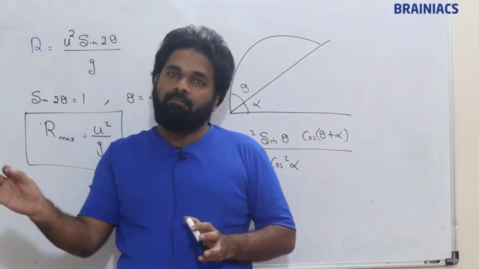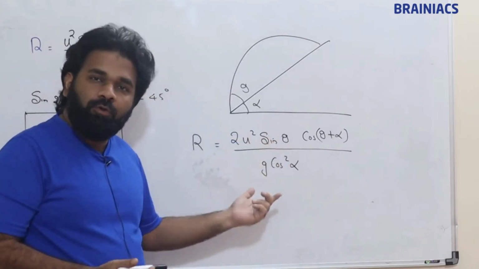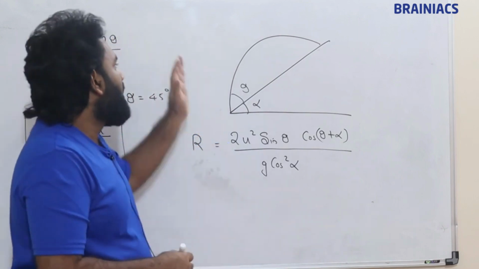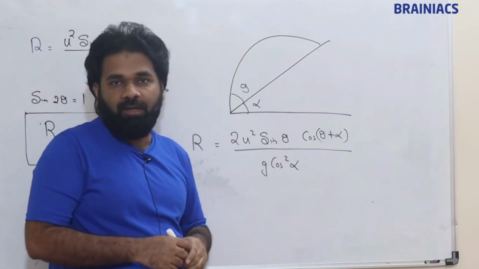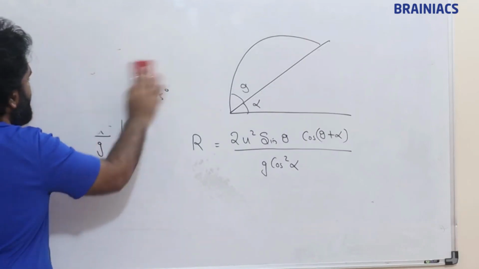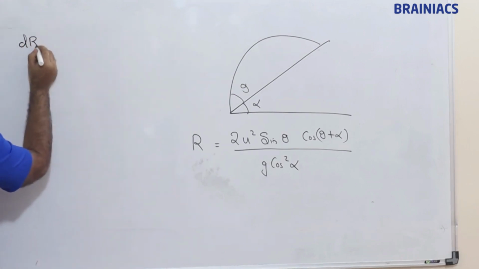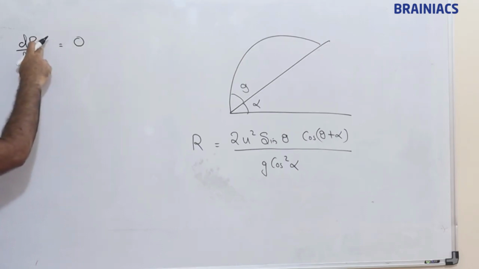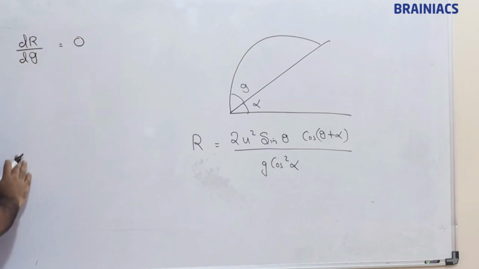Now, in order to find the maximum range, what should we do? We should differentiate it and equate that to 0. If we plot a graph with y-axis and x-axis, where the slope is 0, there it will have a maximum value. So that technique we will be applying here. So dR by d theta will be equal to 0.